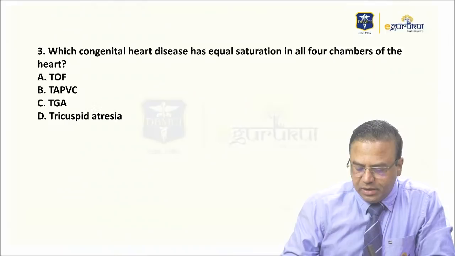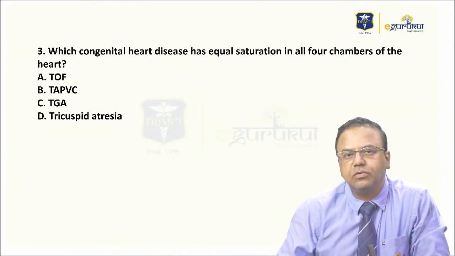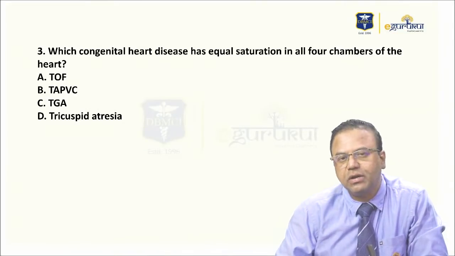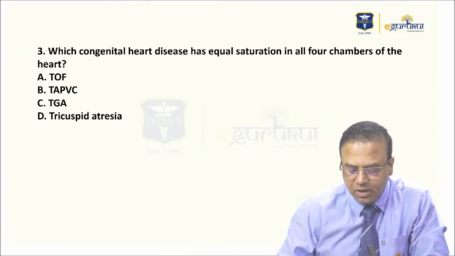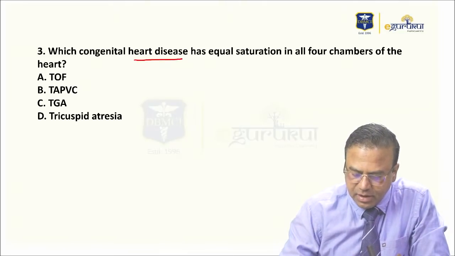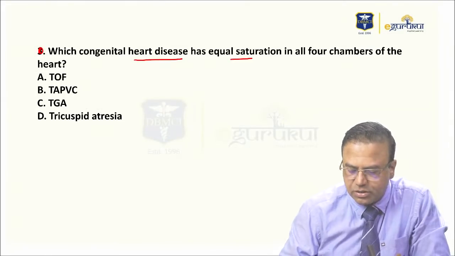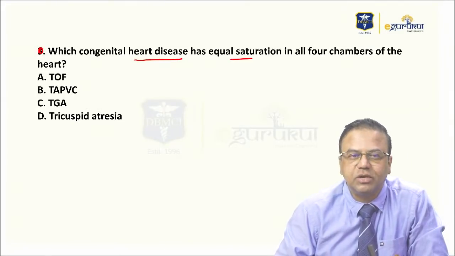Okay, so I think this is a pretty easy question. So we'll just go ahead with that. It's pretty straightforward. The first question was, the isovolumetric contraction occurs coinciding with the C wave. Which congenital heart disease has a saturation which is equal in all four chambers of the heart?